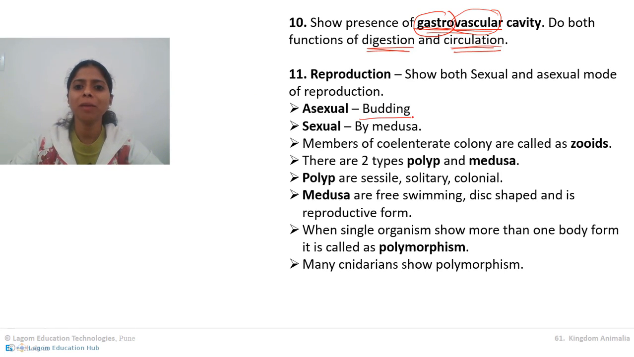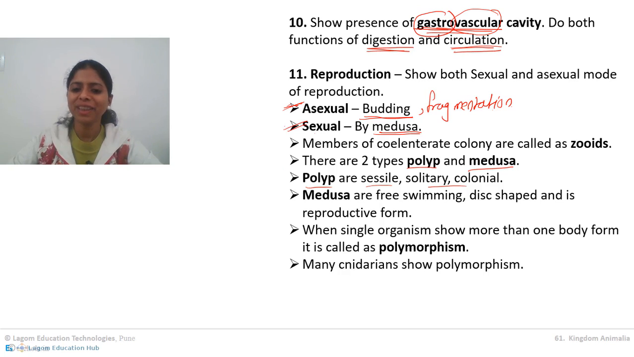Reproduction is mainly by budding, and they even do reproduction by fragmentation, but it is rare. See, reproduction is both asexual as well as sexual. Asexual mostly by budding, sometimes by fragmentation, and sexual reproduction by the formation of medusa. Okay. Now the polyp and medusa are the two body forms. Polyps are sessile, solitary, colonial, while the medusa is jellyfish-like.